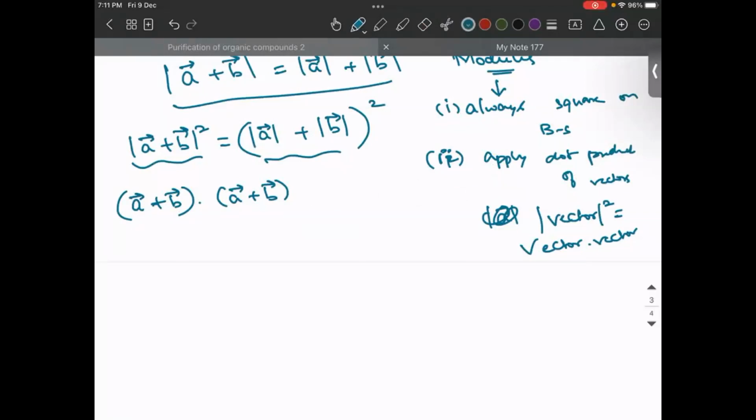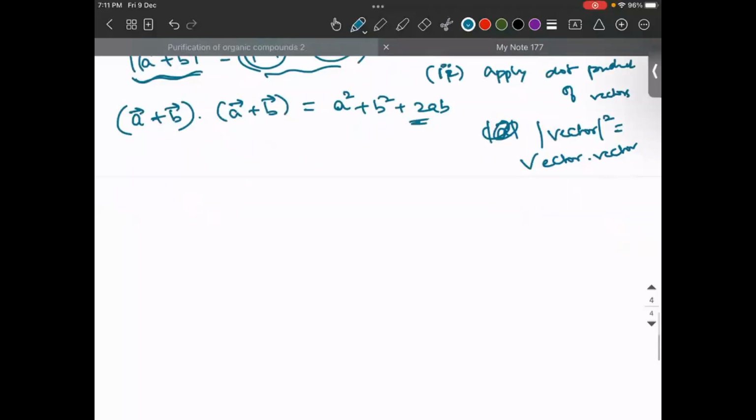So this one I can write as a square plus b square plus 2ab, because this is a number, this is a number. Whereas here, inside you have a vector. So what is going to happen here? It will be a square plus b square plus 2 times a vector dot b vector is equal to a square plus b square plus 2 times ab. Catherine, am I clear? Yes, sir.